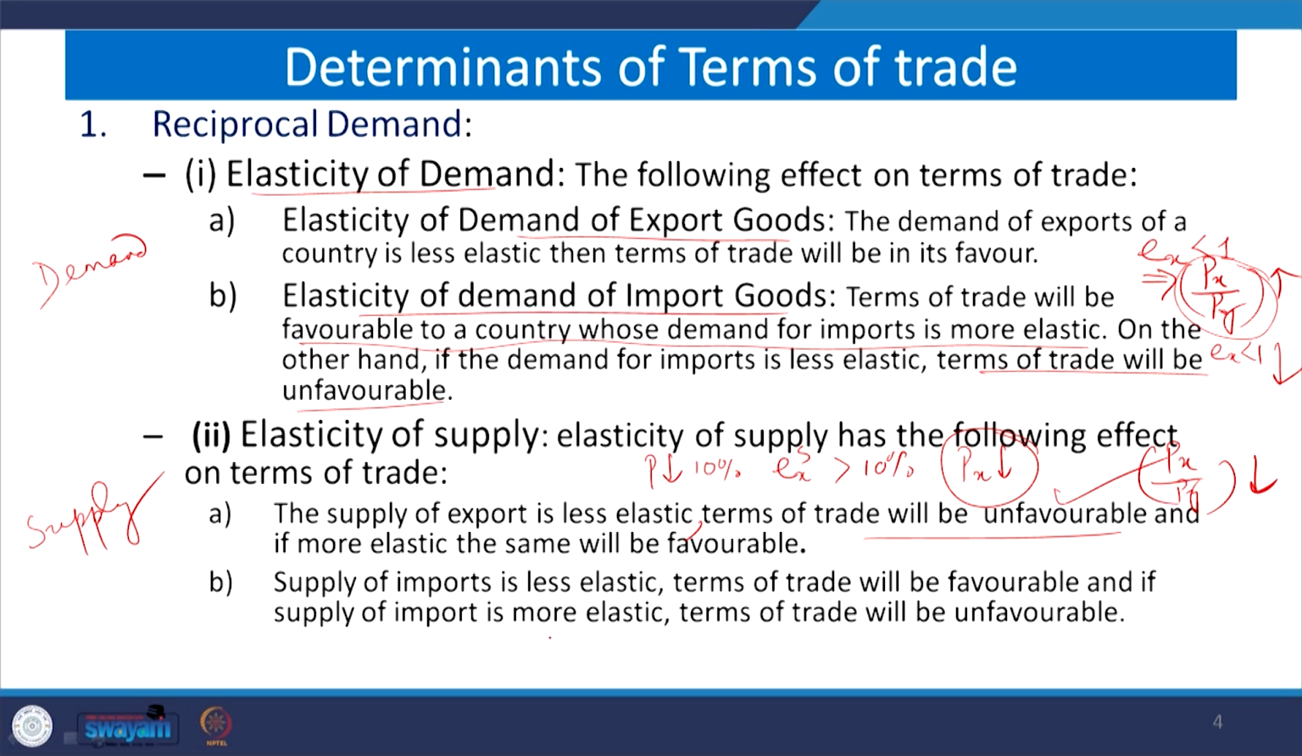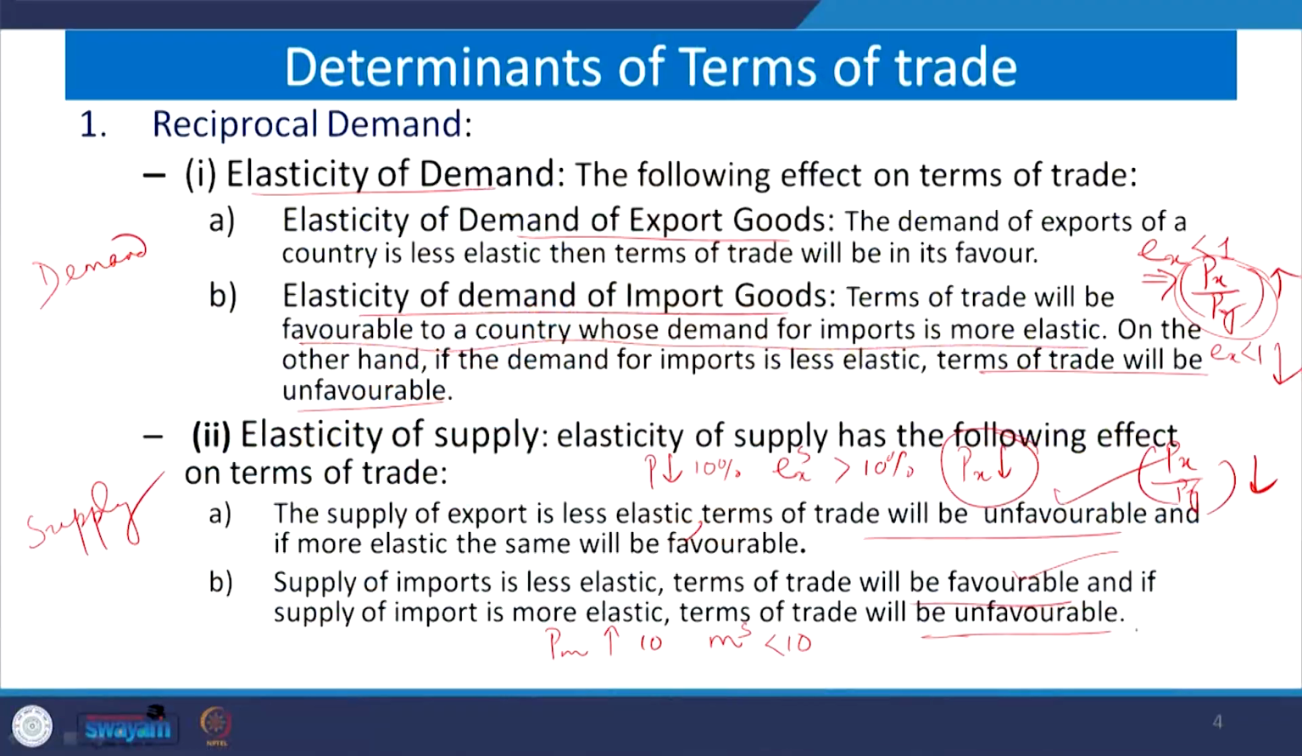If the price of imports increases by 10%, and the import supply increases by less than 10%, the terms of trade will be favorable to the concerned country. Even if the price increases, more supply is not added, so it will be favorable to the concerned country.